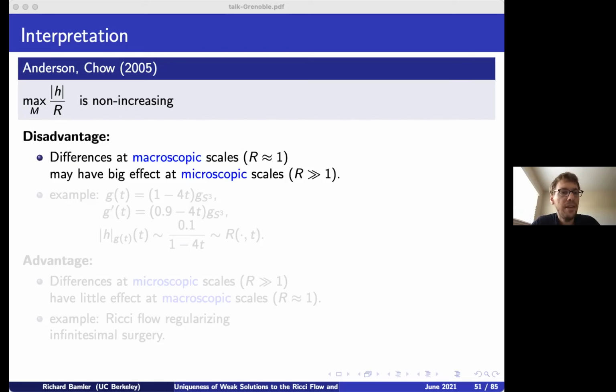not a very helpful estimate, because it just says that if we're starting with some H, which is maybe not very big, medium sized, whenever R is approximately 1, then maybe at a later time, H may become very large, but R may also become very large. And so it's not very exciting to know that the quotient is not increasing, okay? So differences at macroscopic scales may have big effects at microscopic scales.